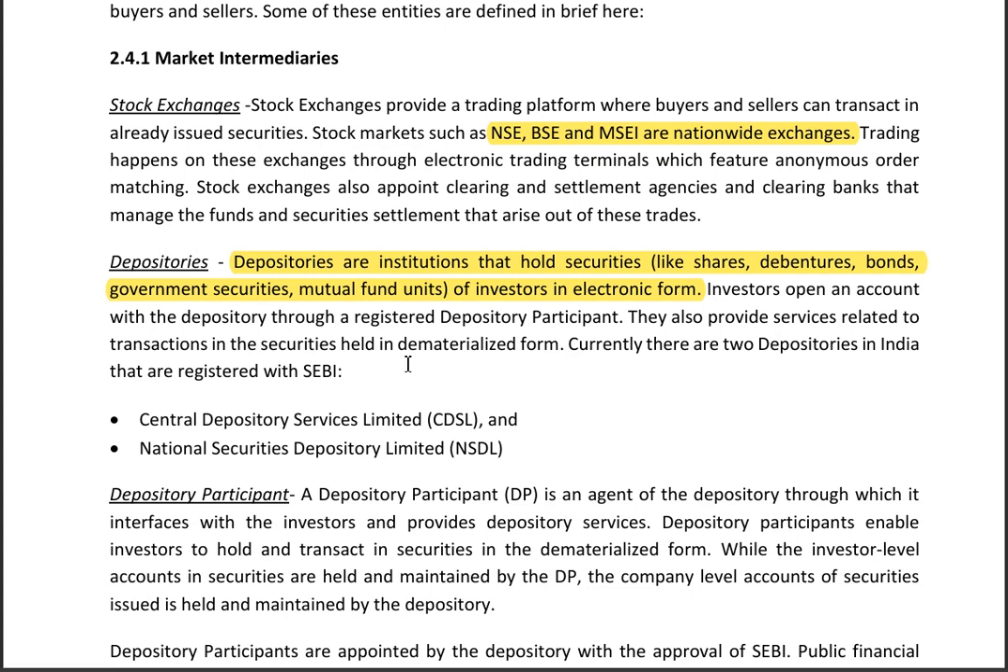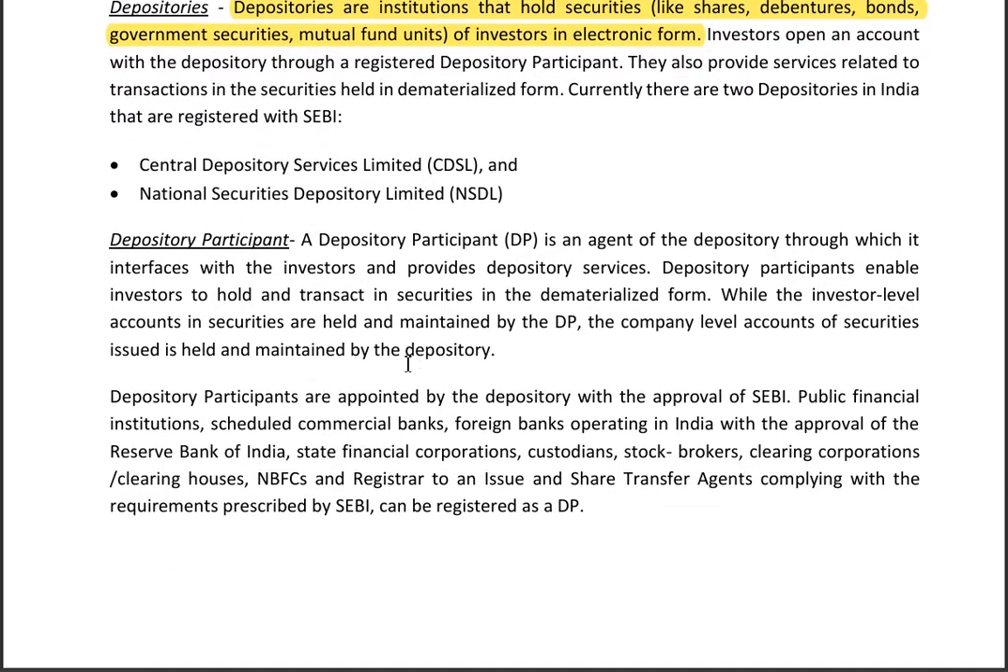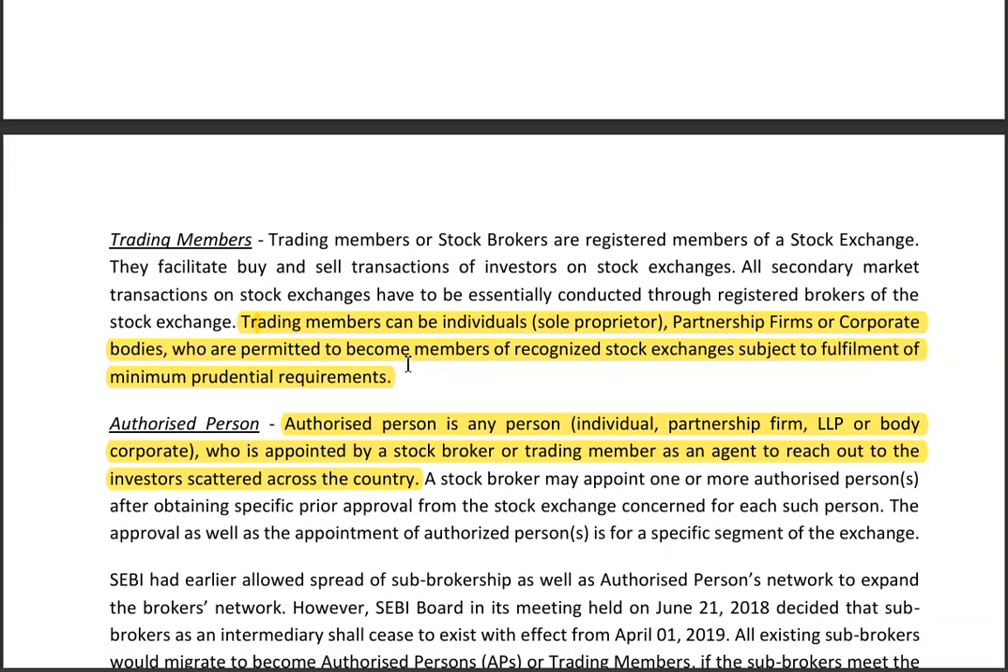Market intermediaries, you can read this. There are stock exchanges and depositories, CDSL and NSDL, the major market depositories. If you buy any shares, the broker will not hold them; the depositories will be holding these. Trading members are sole proprietors, retailers, partnership firms, etc.